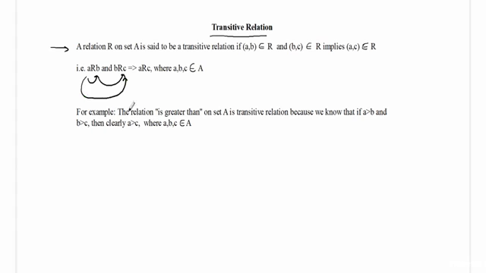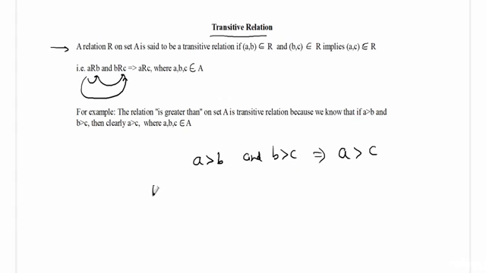For example, the relation is greater than is a transitive relation, because if we know that A is greater than B and B is greater than C, then this implies that A should also be greater than C. Such a relation is called a transitive relation.